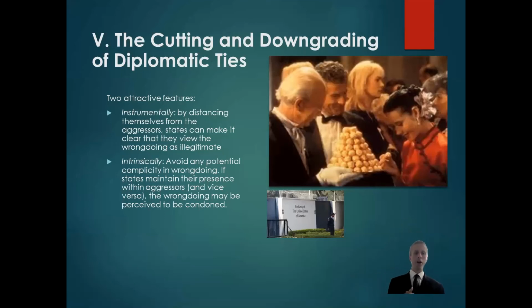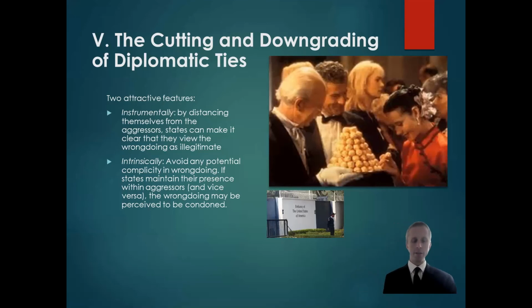Let's now consider another measure. This is the cutting and downgrading of diplomatic ties with a state that's engaged in mass atrocities or external aggression. So there are two immediate attractions of this measure of cutting and downgrading diplomatic ties, diplomatic relations.